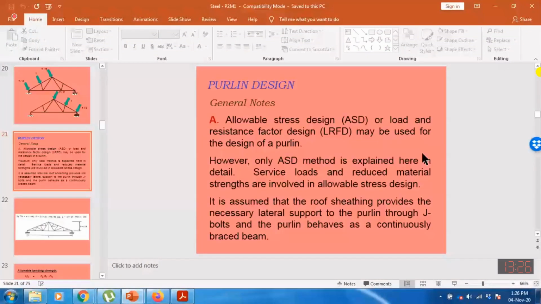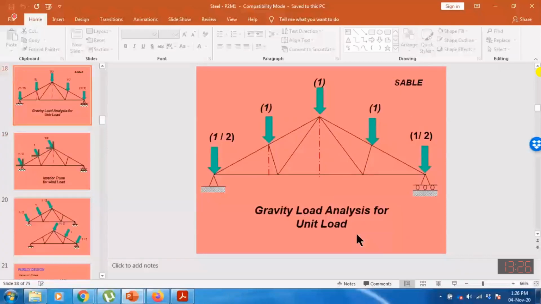Okay, and I told you that to perform this analysis, you can carry out the analysis manually by method of joints or method of sections, or you can use different software. And for this software, I will not give you any instruction. I want to make you independent so that you can learn some software by yourself.